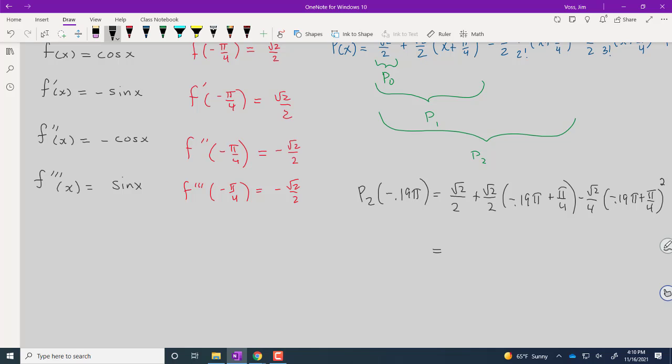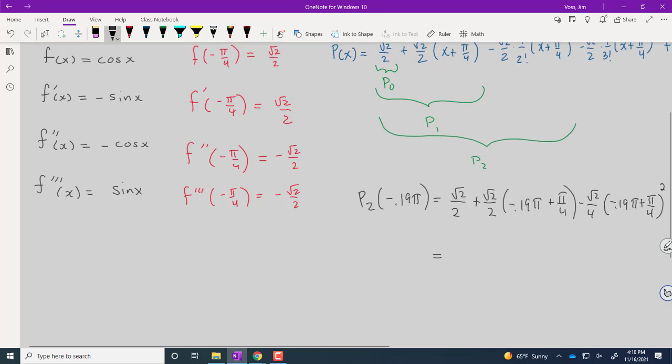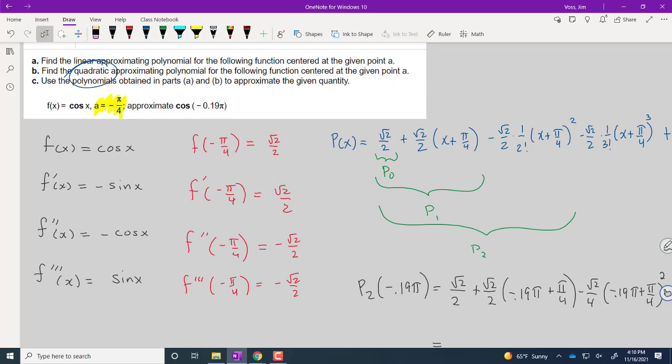Wait, they call this the quadratic, right? This is the quadratic approximation. Yes, quadratic approximation will be the power 2 Taylor polynomial. And P1 is the linear approximation. P1 is what you did back in Calc 1. It's the tangent line. P2 is the best parabola, the best parabolic approximation.